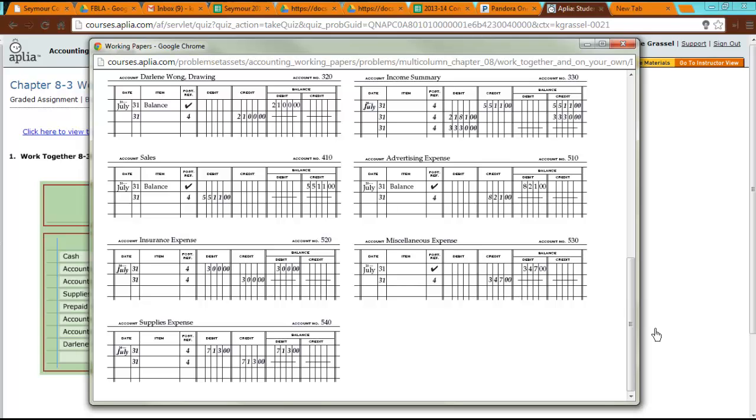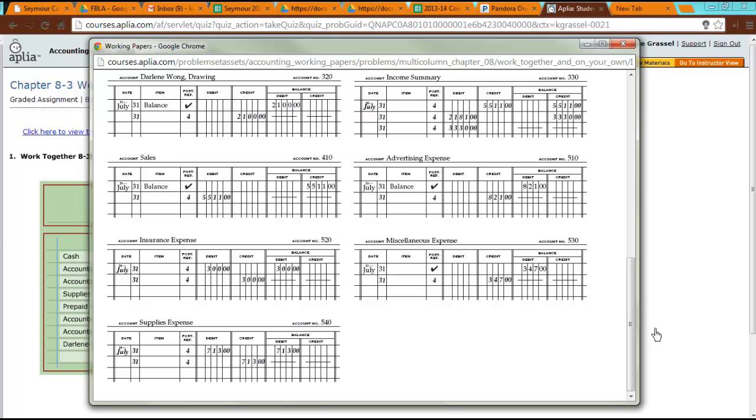So here, they drew a straight line, and I can see after Darlene Wong Capital, I have Darlene Wong Drawing, zero balance. Income summary, zero balance. Sales, advertising, insurance, miscellaneous, and supplies, all of those have a zero balance. And again, the rule of thumb for your post-closing trial balance, if it has a balance, it goes on there. If it doesn't have a balance, it doesn't need to go on there. What if I had an accounts receivable account that had a zero balance?